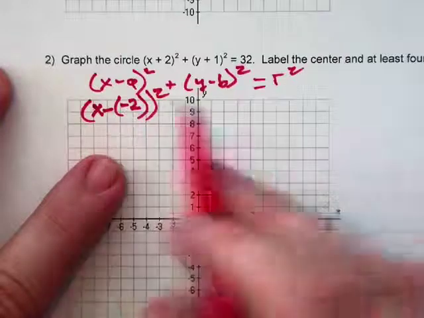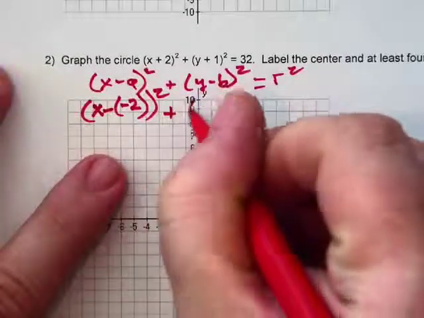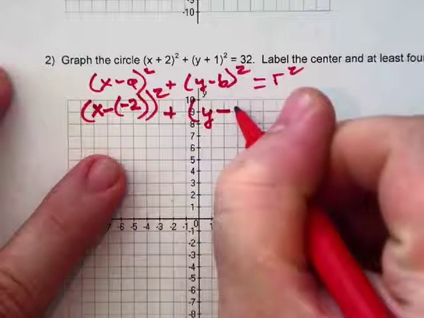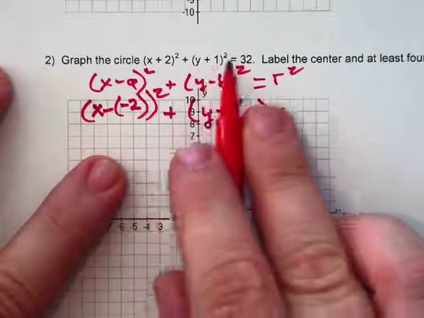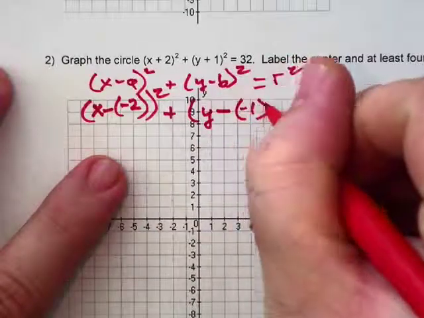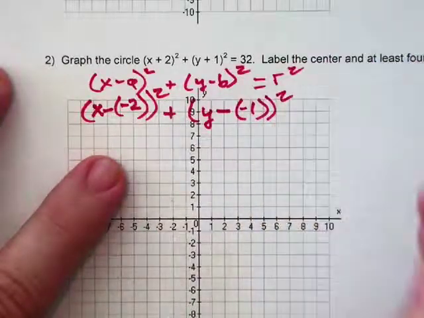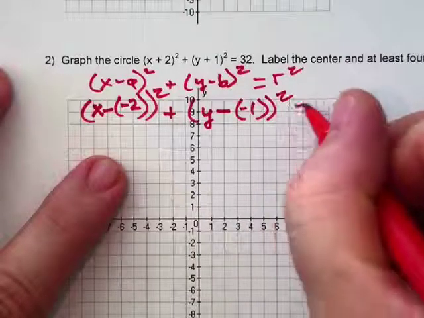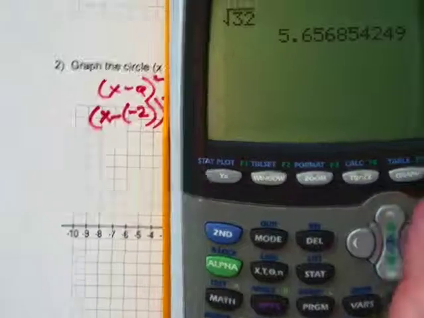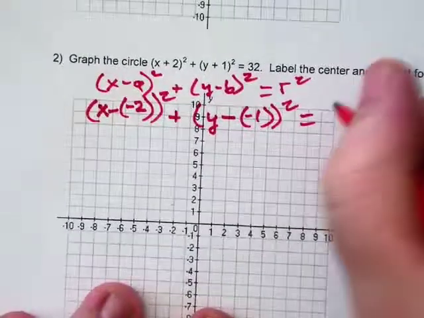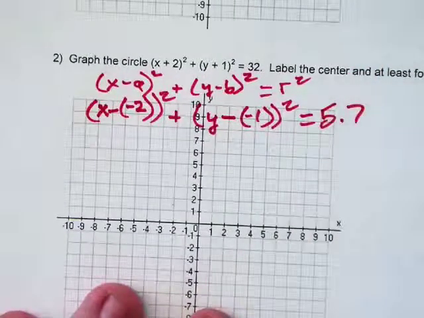A is negative 2. And then I'm going to have plus y minus, and we need b. What is b? Minus a negative 1, squared. And that equals what? What times what is 32? Okay, you can use a calculator and just say, all right, what is the square root of 32? And you would get 5.65. So we're just going to say 5.7.